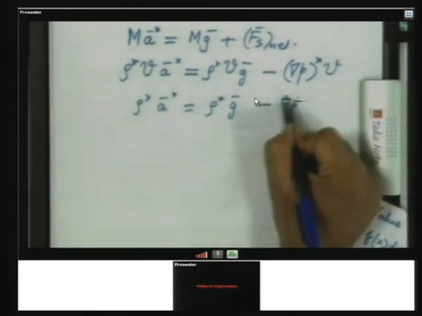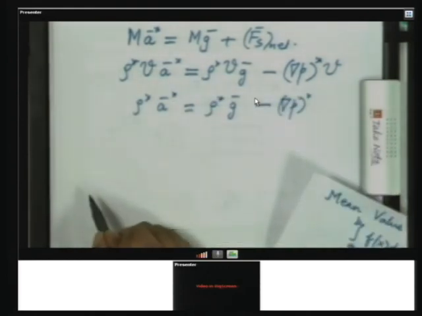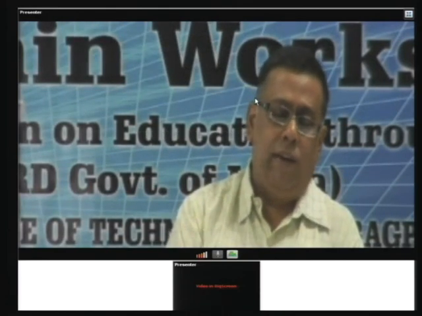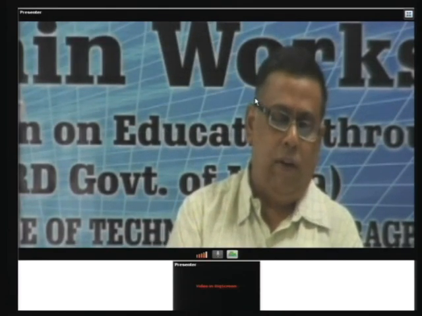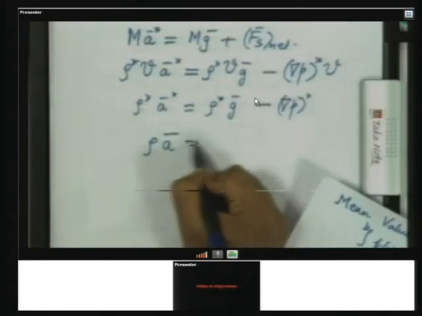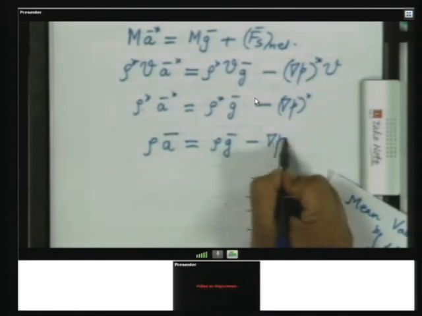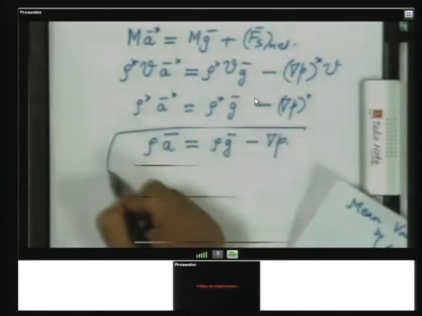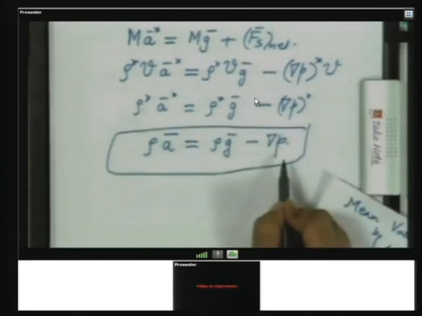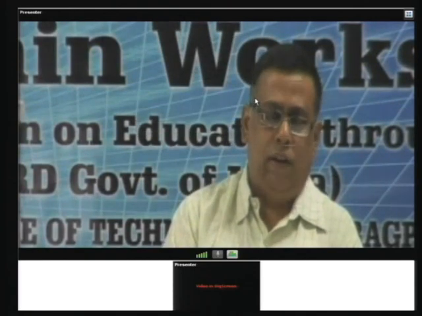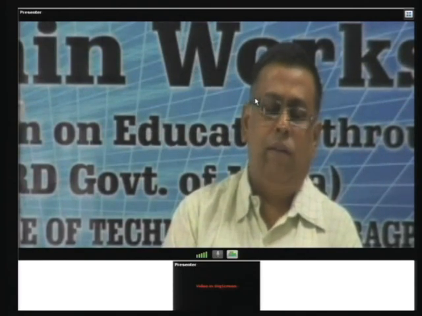Now, what you can do is shrink the volume to a point. When you shrink the volume to a point, these average values become the local values, and you have rho times the acceleration is equal to rho g minus grad p. So, this is the equation which we have derived earlier for the case when the acceleration is 0. So, you had the basic equation of hydrostatics.